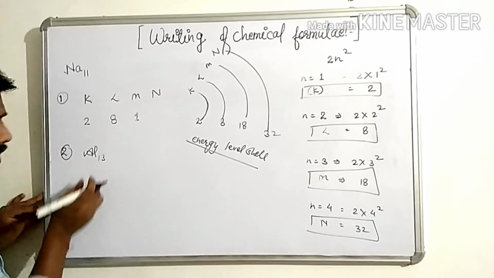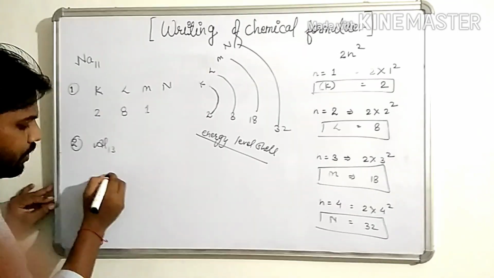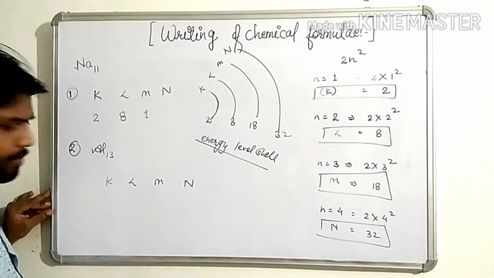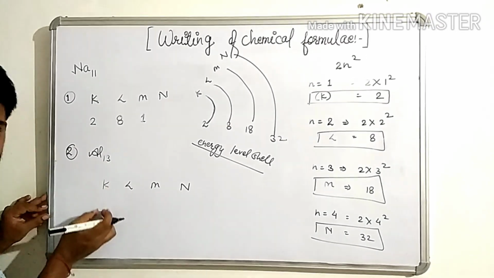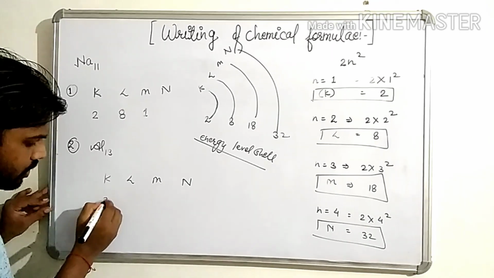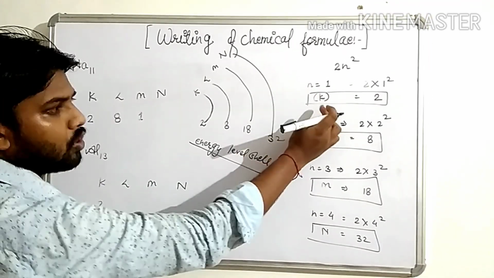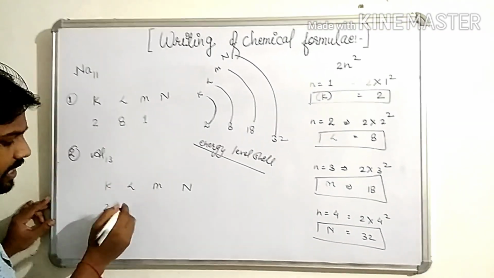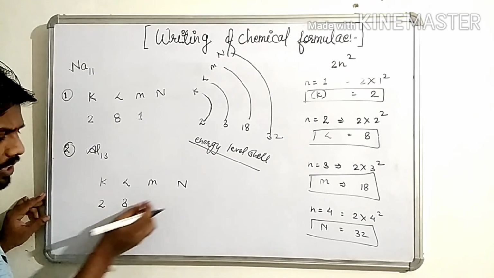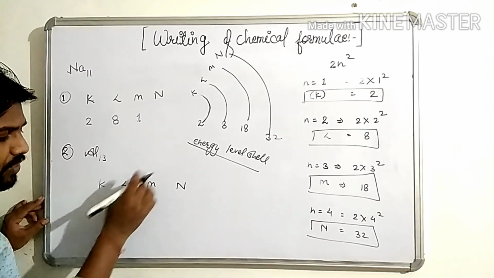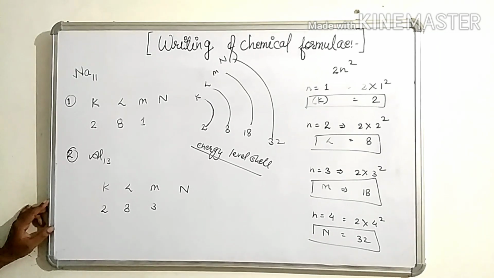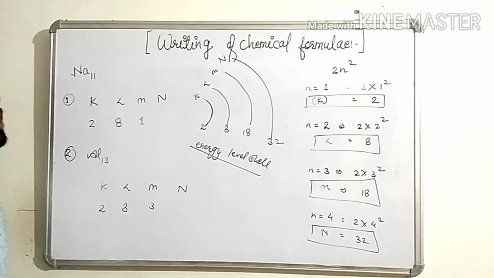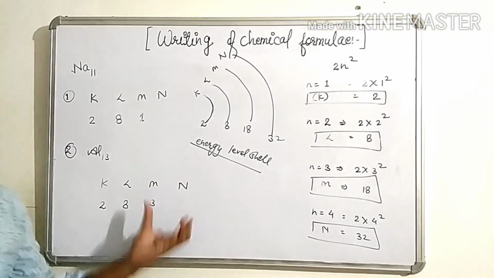Atomic number 13 is aluminium. Now K, L, M, N. First we have to fill how many electrons, children? There should be 2 electrons, because the K cell accommodates only 2 electrons. The L cell takes 8 electrons. Now the remaining 3 electrons will fill in the M cell. Clear, children? Note it in your copy and I will give you another example to understand this clearly.